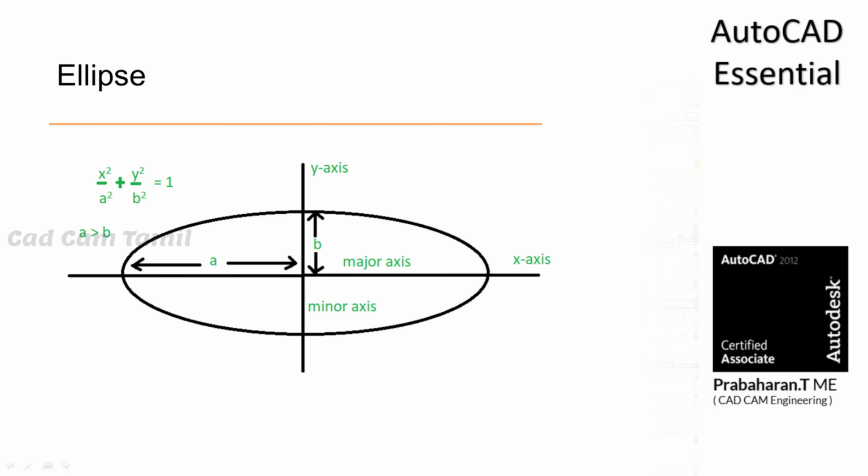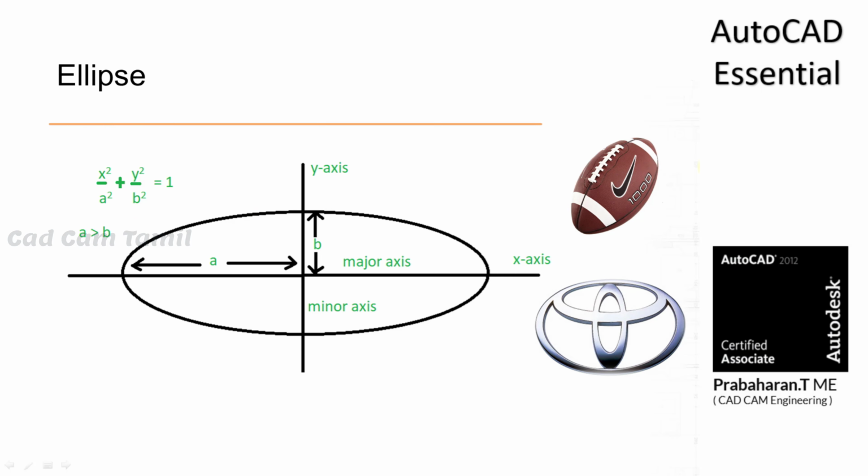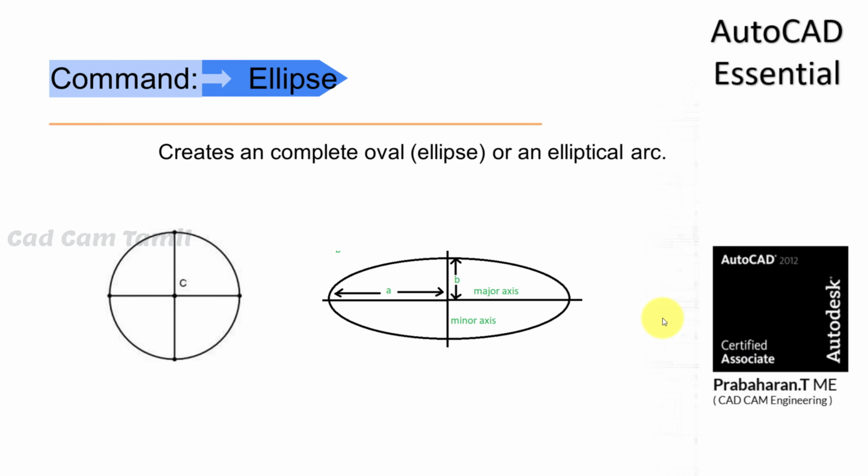Now let us discuss some live examples of these elliptical shaped objects. American football, logos, planet orbits. So these are examples of the ellipse, or we can say oval shapes. Using the ellipse command, we can construct an ellipse as well as an elliptical arc. But for a circular shape, we have two commands, circle as well as arc. To get a circular arc, we go for a separate command called arc. But to get an elliptical arc, we use the same command. There is an option to draw the elliptical arc.